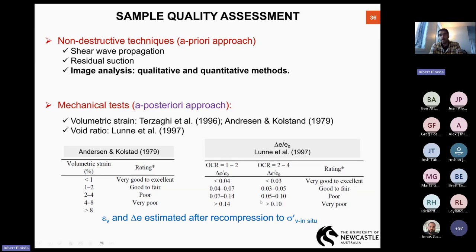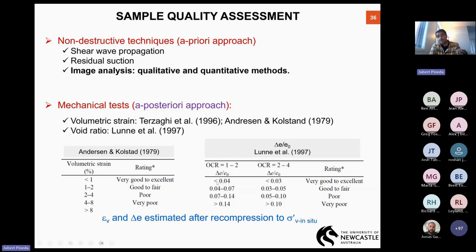If we can quantify this delta E, the change in void ratio required to recompress the sample to the in situ stress, and then we normalize it by the initial void ratio of that sample, we can classify our sample quality in 4 main categories, depending on the OCR. If our samples are here, OCR 1 to 2, and we have this ratio lower than 0.04, our sample classifies as very good to excellent.